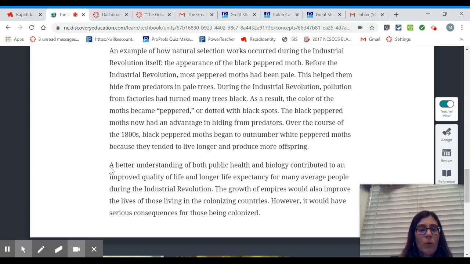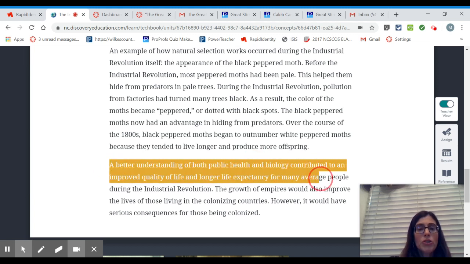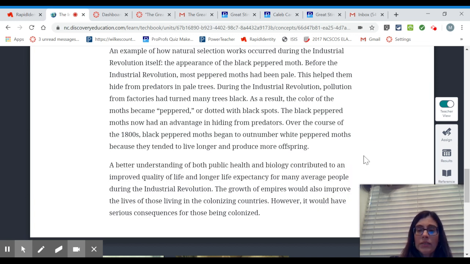But here it's important to note that public health and biology contributed to a much, much longer and better quality of life for all of us during the Industrial Revolution and in 2020. It's impacted us even now.